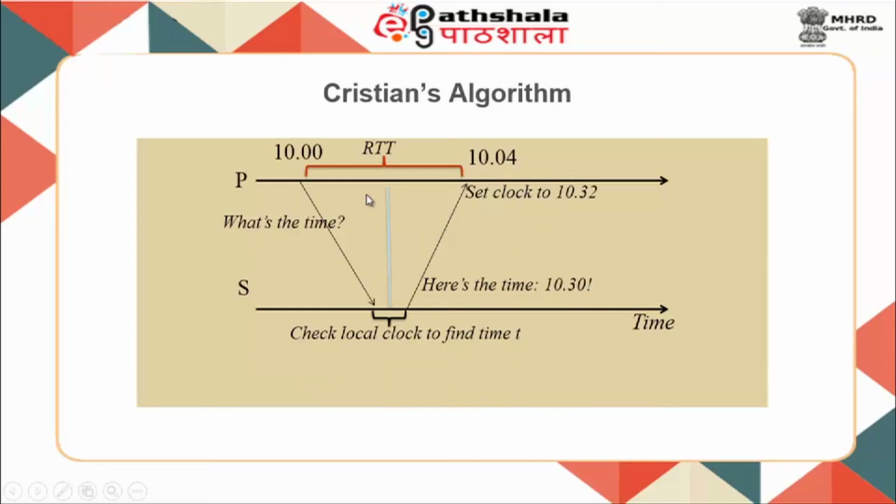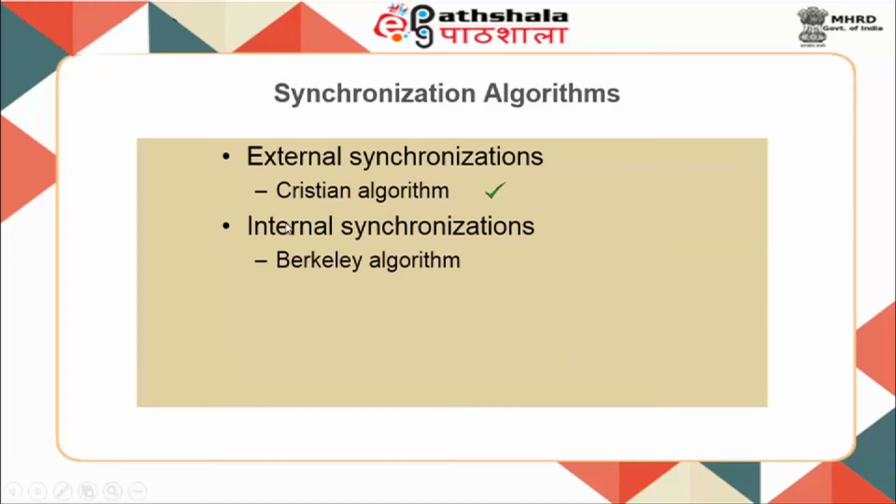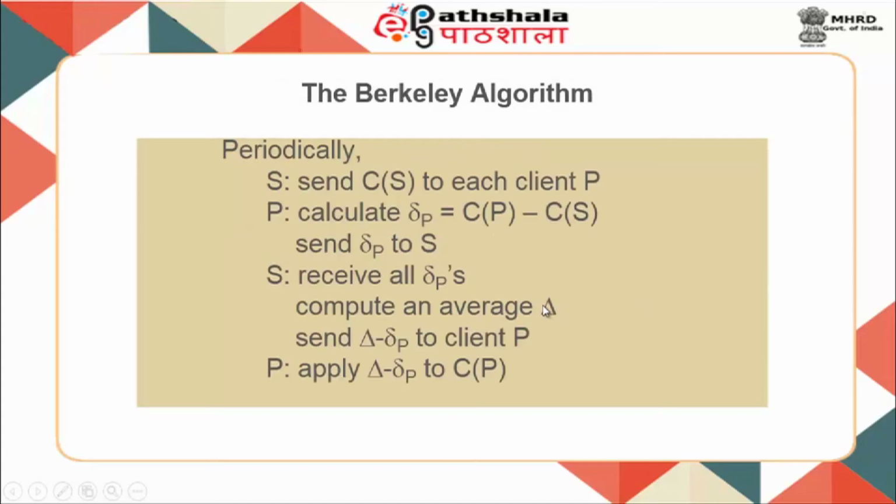So, this is an example. At 10:00, P sends the message. At 10:04, it receives the message back. So, what does it do? 10:04 minus 10:00, divided by 2, which is 0:02. Therefore, at 10:32 it sets its clock. Now we have seen Christian's algorithm, and we will look at internal synchronization, which is Berkeley's algorithm.